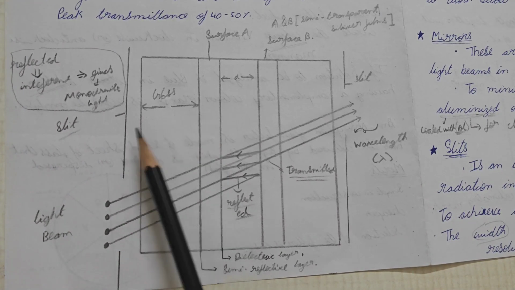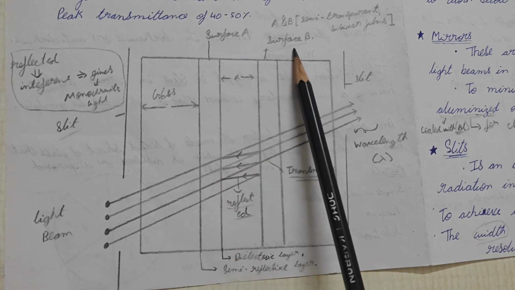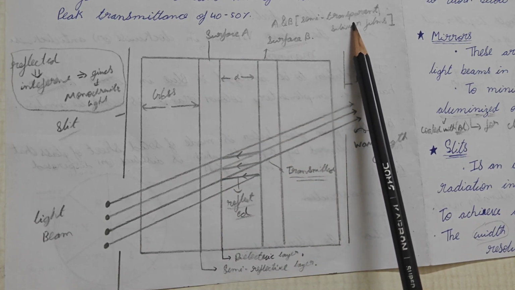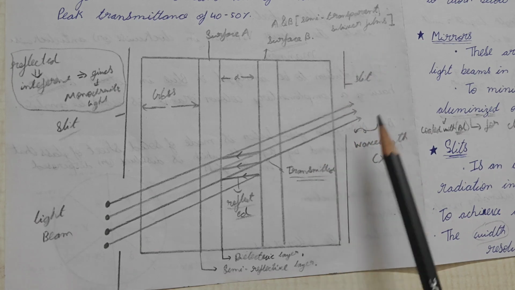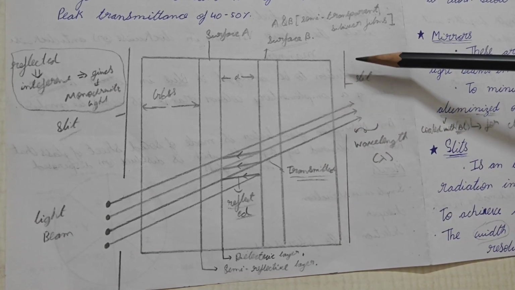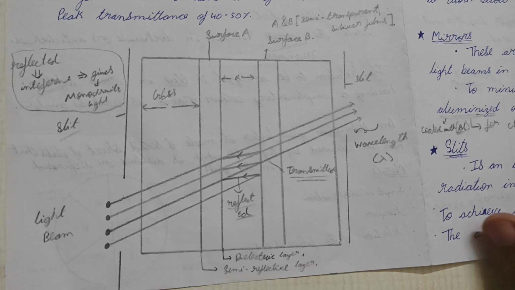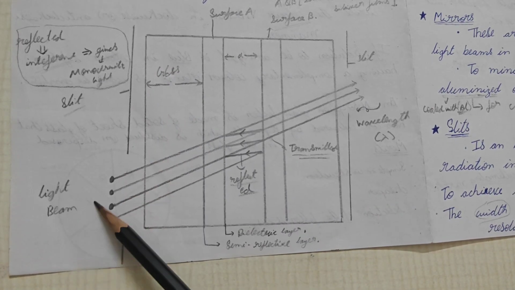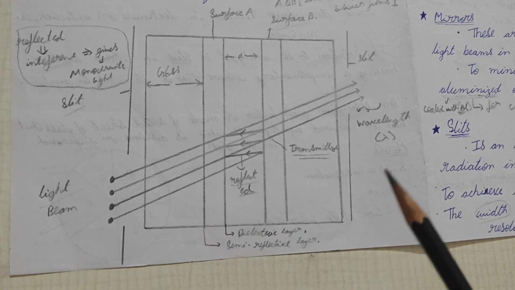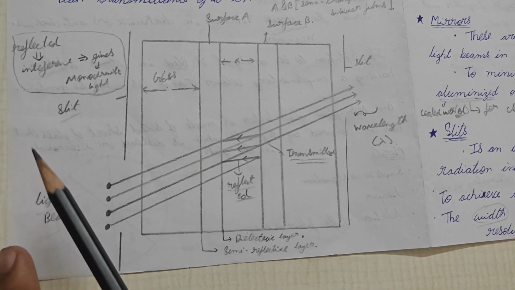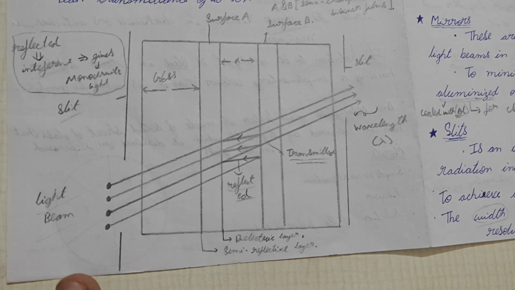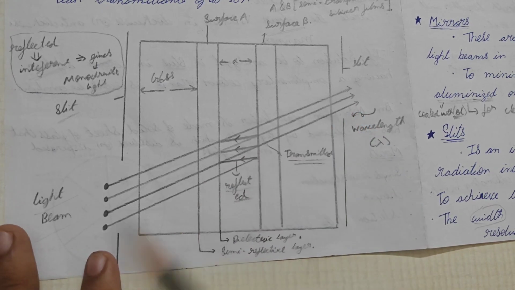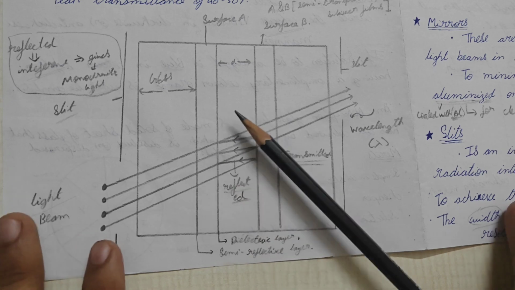It contains the glass material. It is surface 1 and surface 2. Surface A and B are semi-transparent silvered film. It is the exit slit. You can see it is the exit slit, and here it is the entrance slit. These are the light beams that pass. By selectively interfering the unwanted radiation, the wanted radiation is transmitted. This is the basic principle of this interference filter.